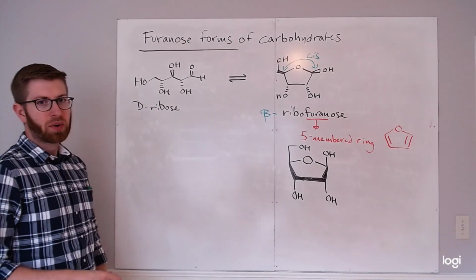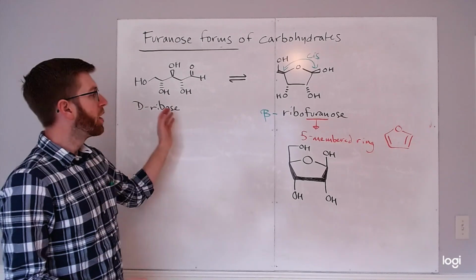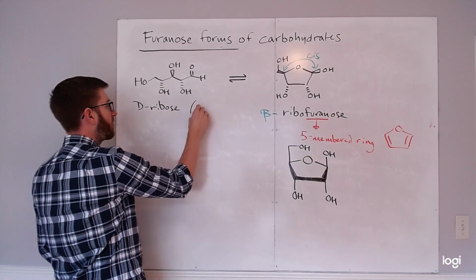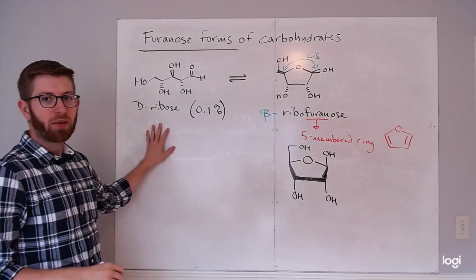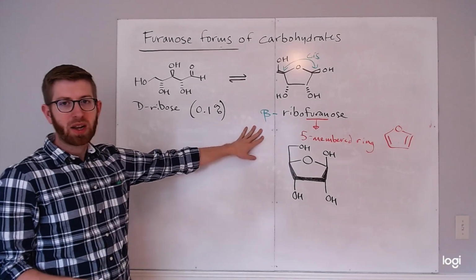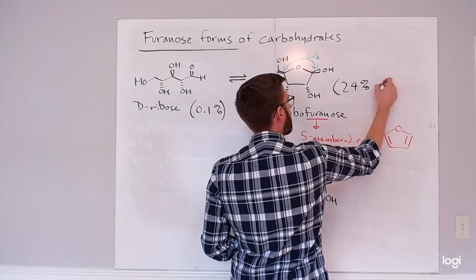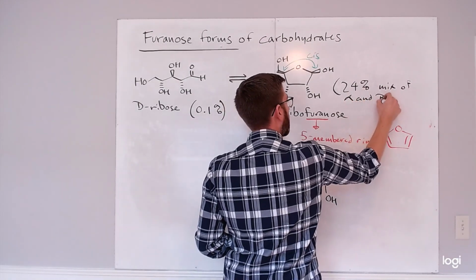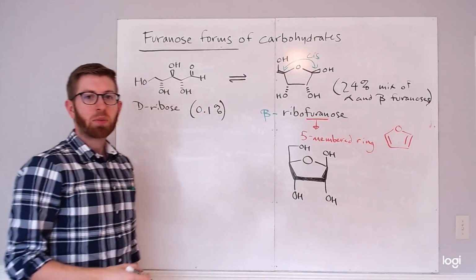So to close this, I wanted to give you a sense of how much of this D-ribose in its open chain form exists once equilibrium sets up. We can work this out using techniques like NMR, and we find that only 0.1% of the ribose is in its open chain form. About 24% is in the mixture of alpha and beta furanoses. And the rest is actually a pyranose form.